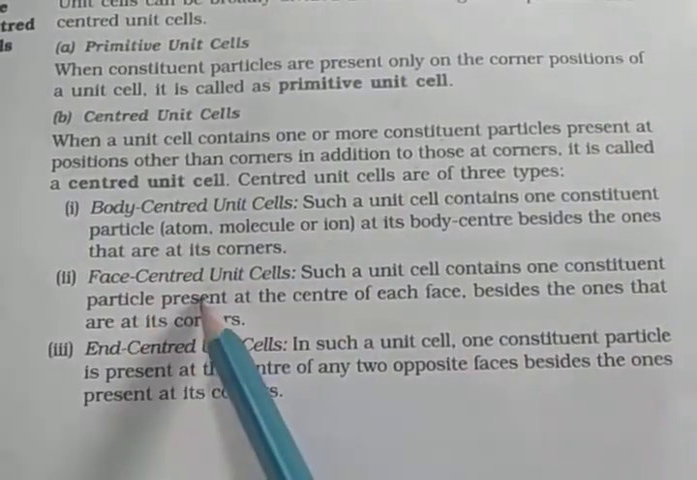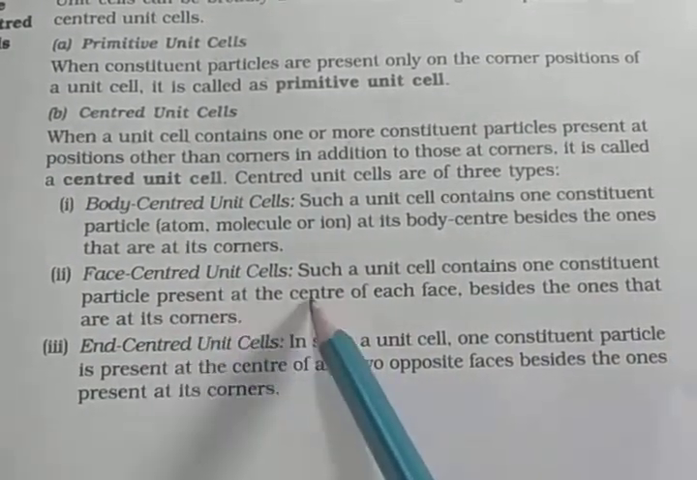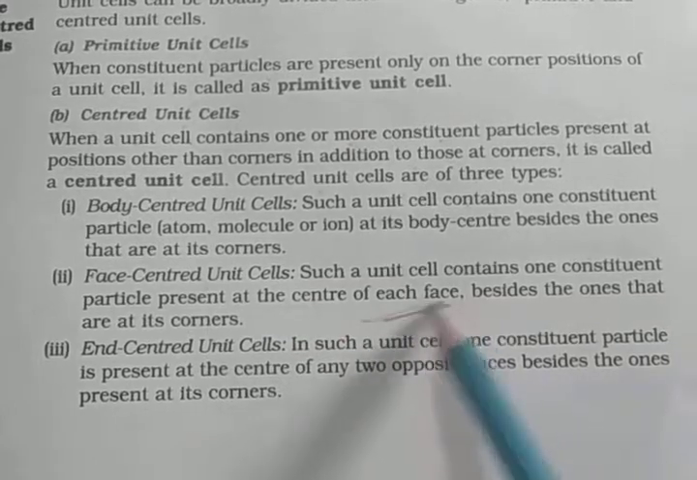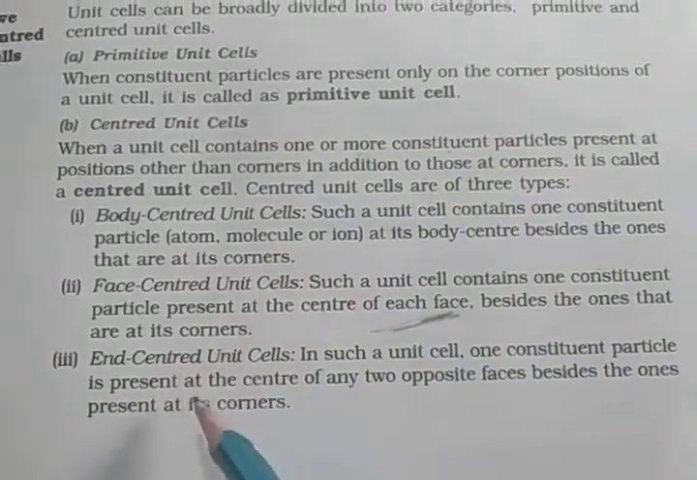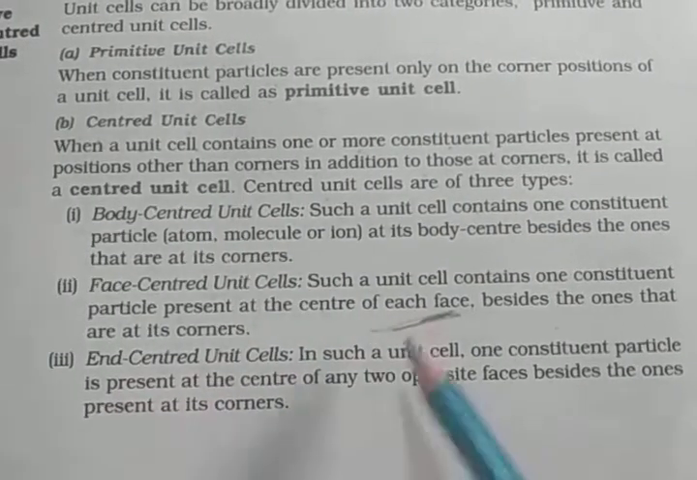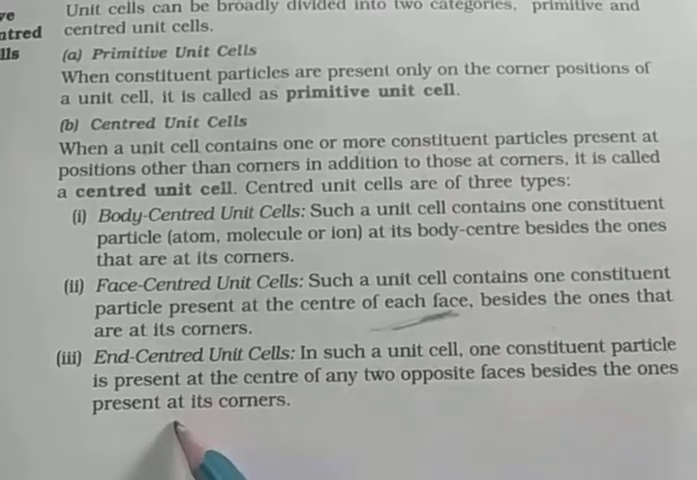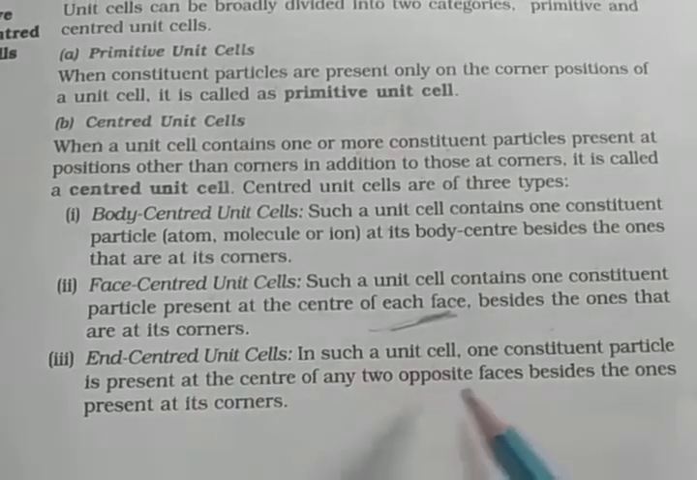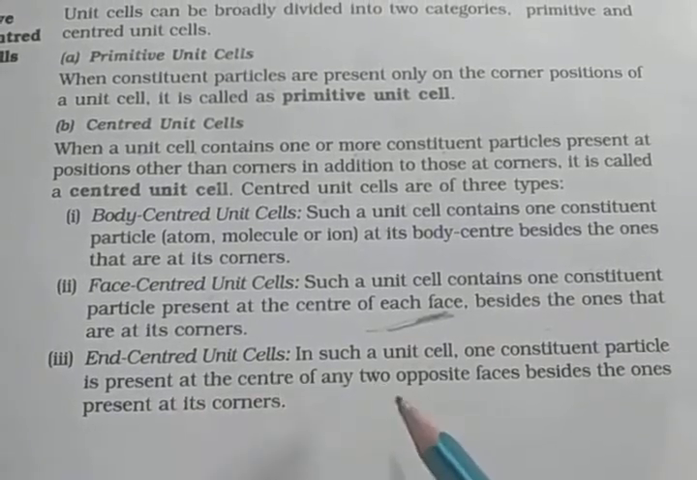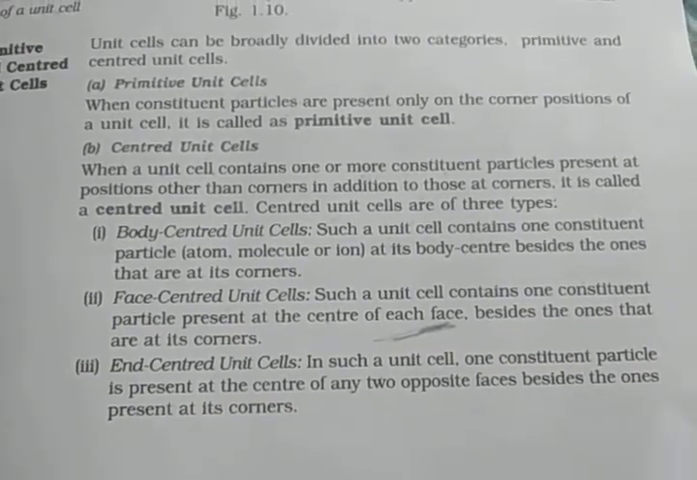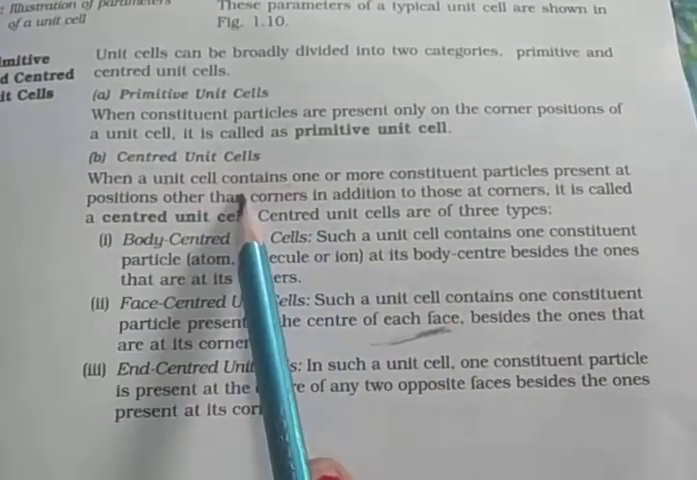Then face centered: such a unit cell contains one constituent particle present at the center of each face, besides the ones at its corners. Then end centered: in such a unit cell, one constituent particle is present at the center of any two opposite faces, besides the ones present at its corners. I think you have completely understood the primitive unit cell and the centered unit cell.